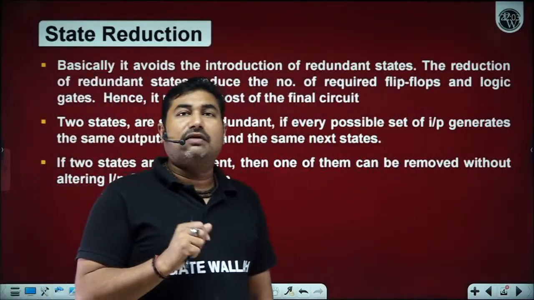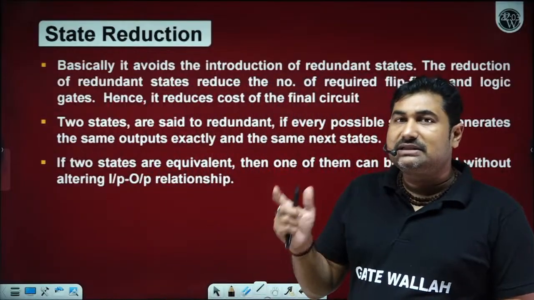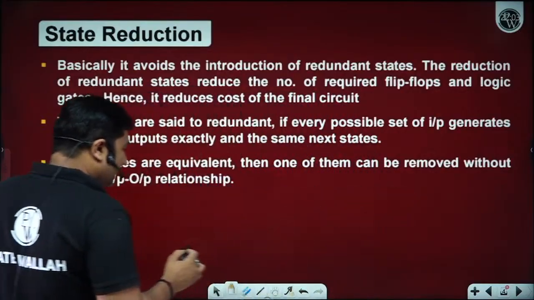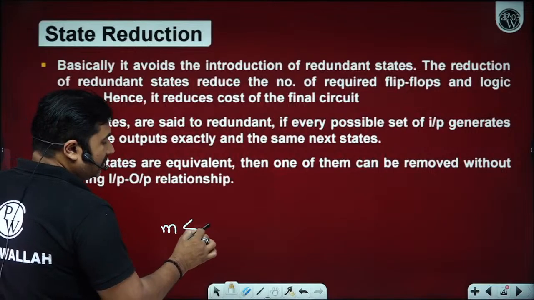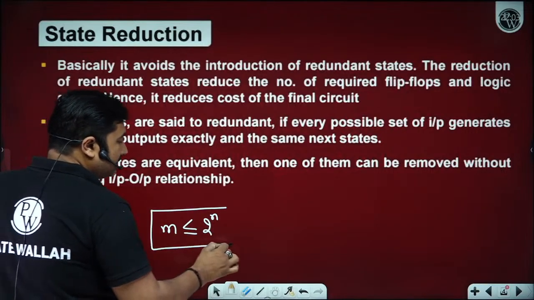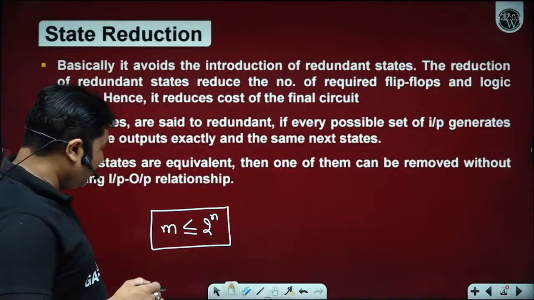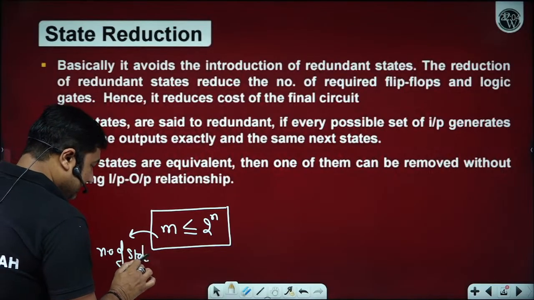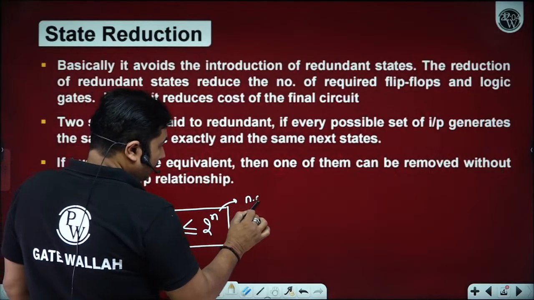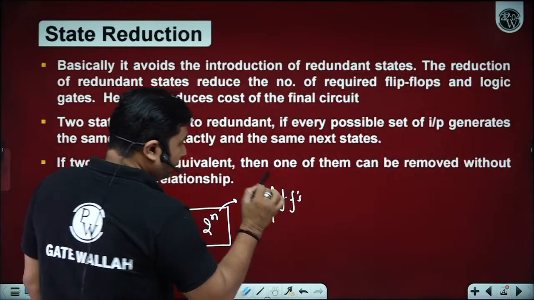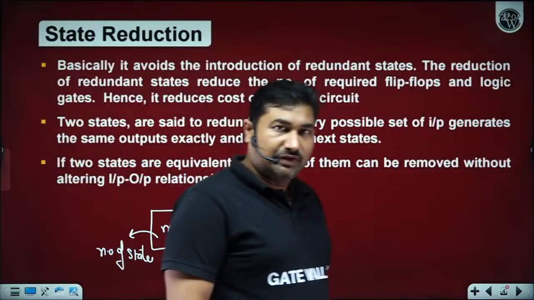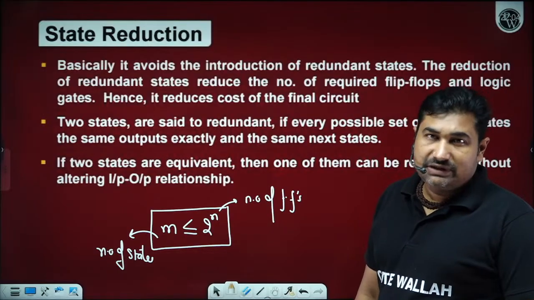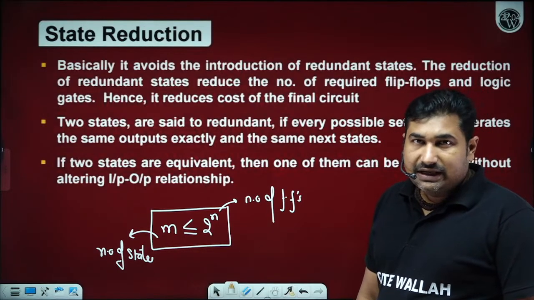This reduces the number of flip-flops required to design a particular circuit. We all know, to design any circuit, the number of flip-flops required follows the relation m is less than or equal to 2 to the power n, where m is the number of states and n is the number of flip-flops. Definitely, if you are reducing the number of flip-flops, it means you are reducing the cost and the complexity of the circuitry. Is it okay? Yes, sir.